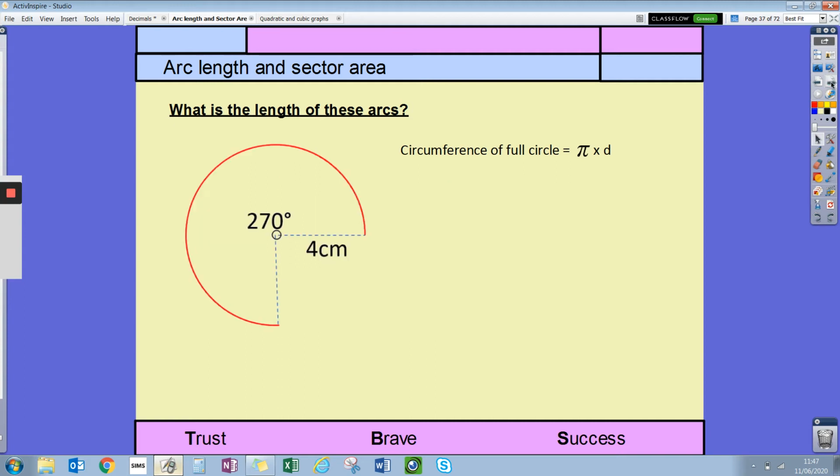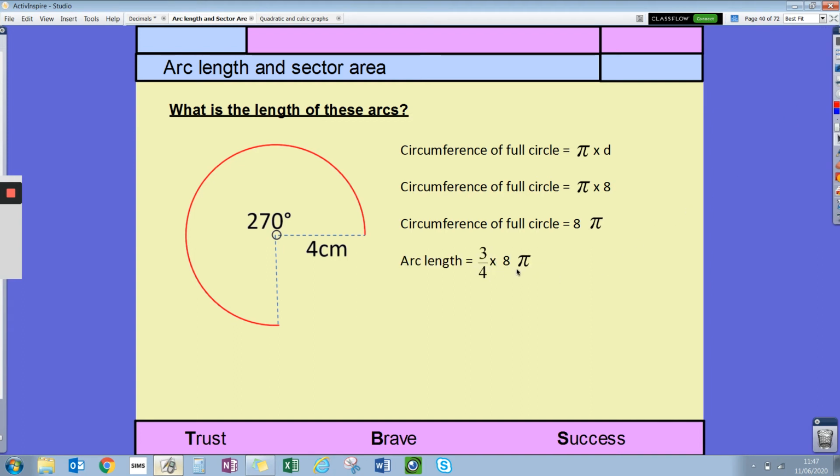And I've got another example here, and we're going to calculate the circumference of the full circle. If we imagine the full circle being there, the diameter would be all the way across, so it would be 2 lots of 4, so it would be pi times 8. And then, because we've got 3/4 of a circle here, we want 3/4 of the circumference of the full circle. Put that in your calculator, 18.8 centimetres to 1 decimal place.